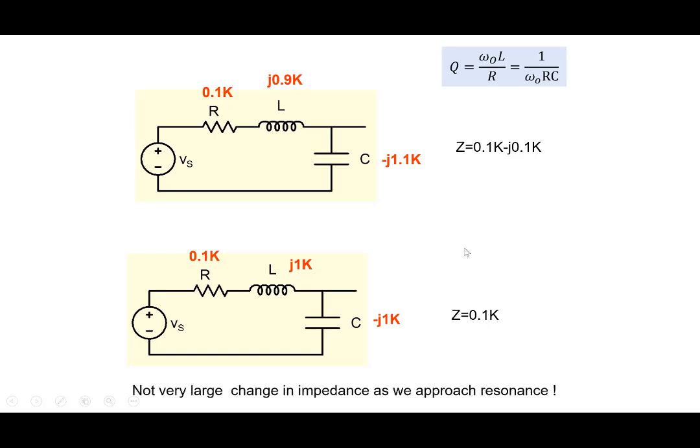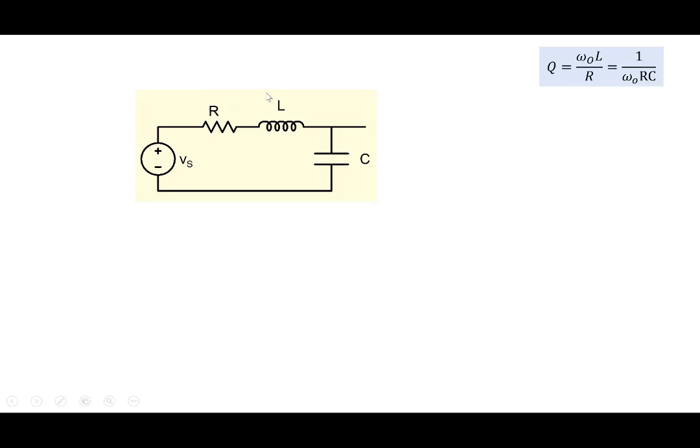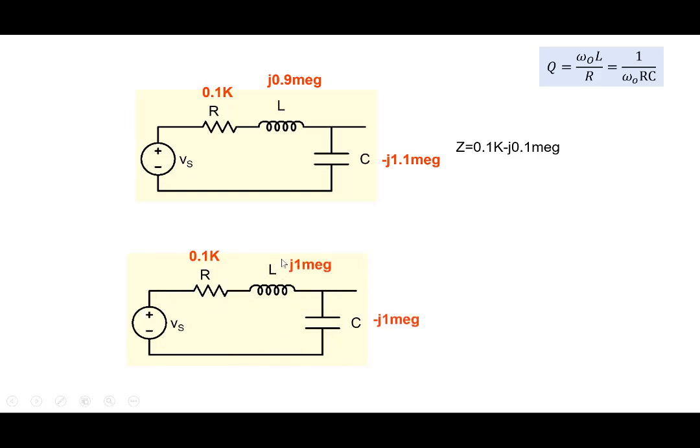On the other hand, if we look at the same thing, let's say this is 0.1 K and this is 0.9 meg and 1.1 meg. So this is a little bit below resonance. The net impedance would be 0.1 K minus j0.1 meg, and if we take its magnitude, it would be around 0.1 meg. Now at resonance, as you increase the frequency, this will become 1 meg and this will become minus 1 meg. These two will cancel each other, and so Z will become 0.1 K.